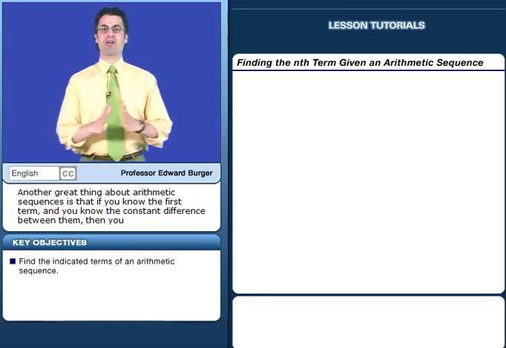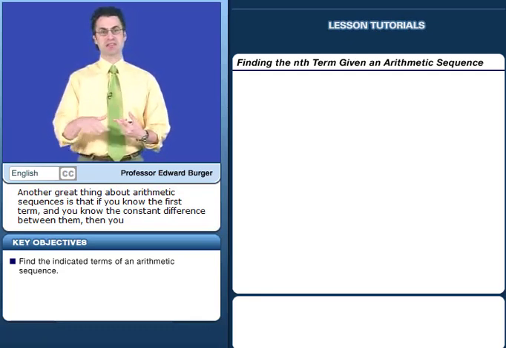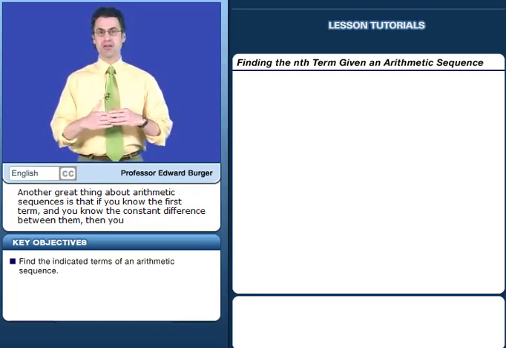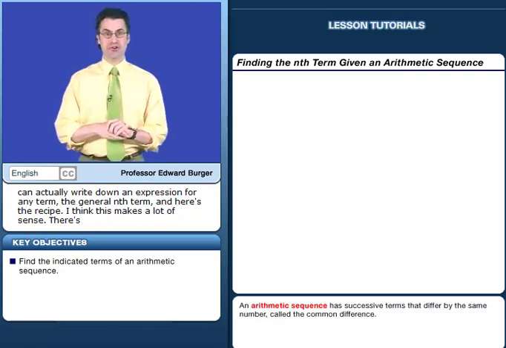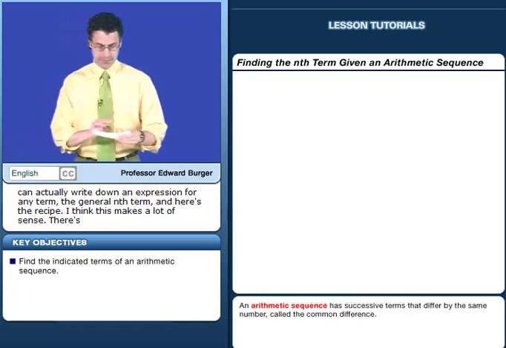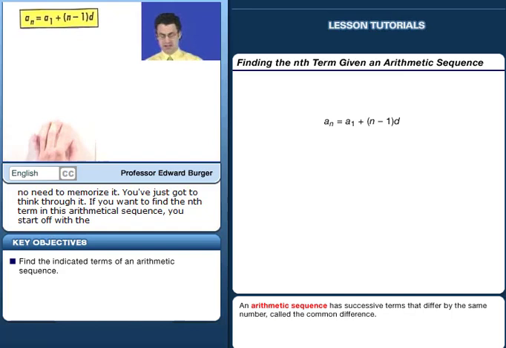Another great thing about arithmetic sequences is that if you know the first term and you know that constant difference between them, then you can actually write down an expression for any term, the general nth term. And here's the recipe. And I think this makes a lot of sense. There's no need to memorize it. You just got to think through it.